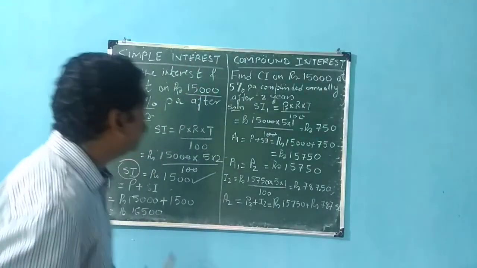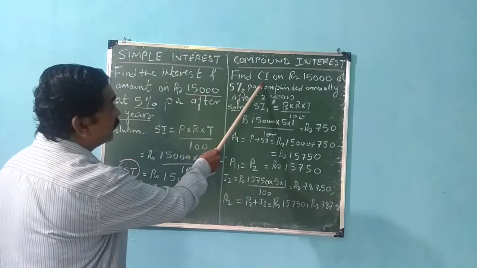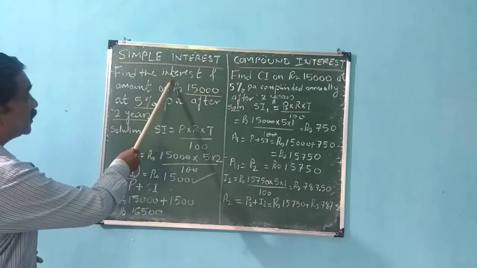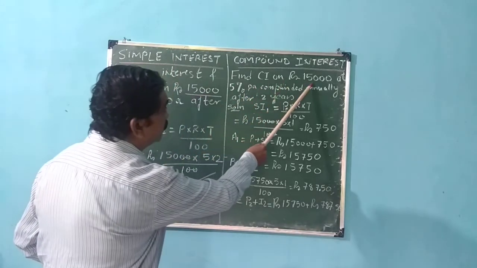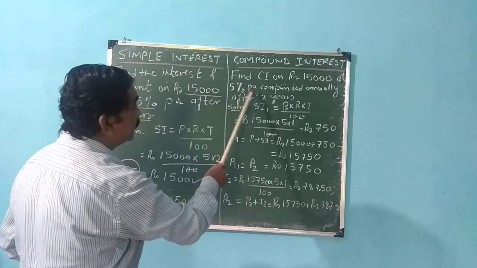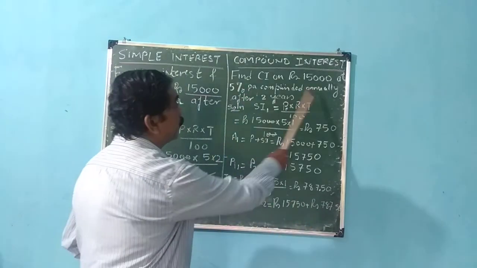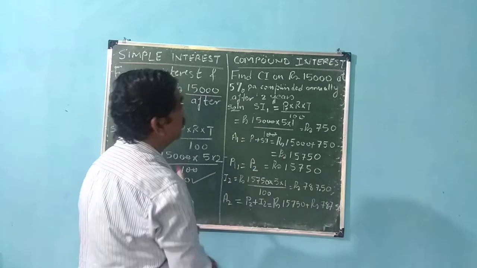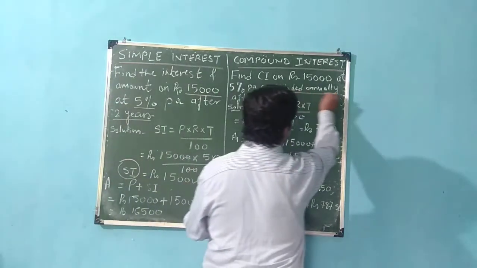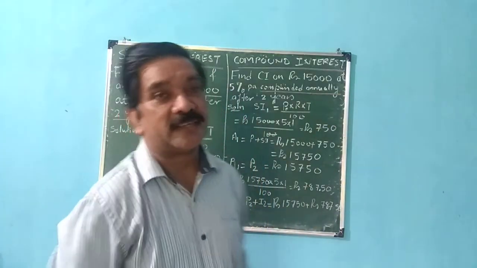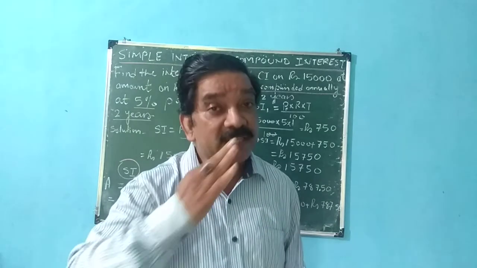Now the same question, the figures are same. Here I have written compound interest, but there I have written interest. Interest means simple interest. Find compound interest on rupees 15,000 at 5% per annum. Per annum is per year. Compounded annually after 2 years. You have to understand this word, compounded annually. Compounded annually means after each year.